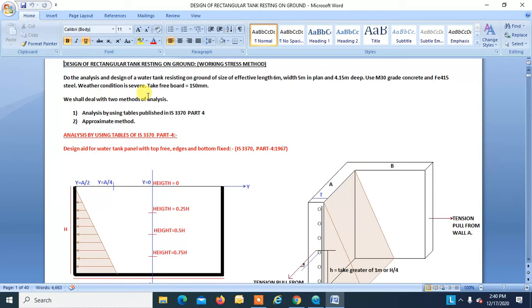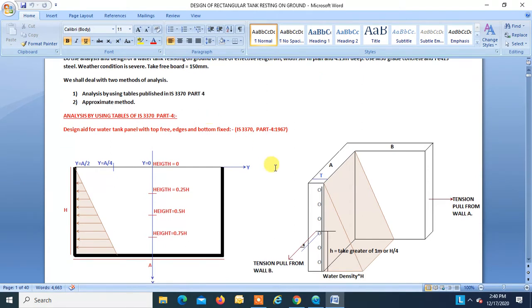We shall deal with two methods of analysis. Analysis by using tables published in IS 3370 part 4, and second is the approximate method. In this video we will refer to analysis by using tables published in IS 3370 part 4.